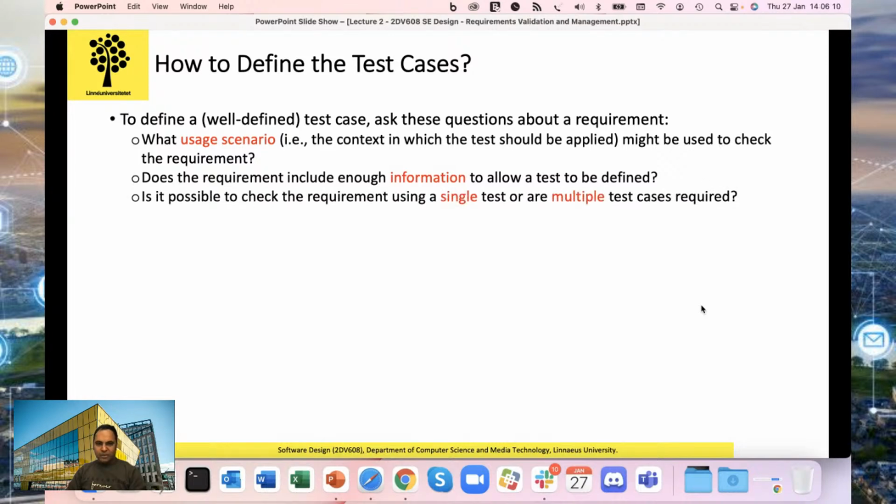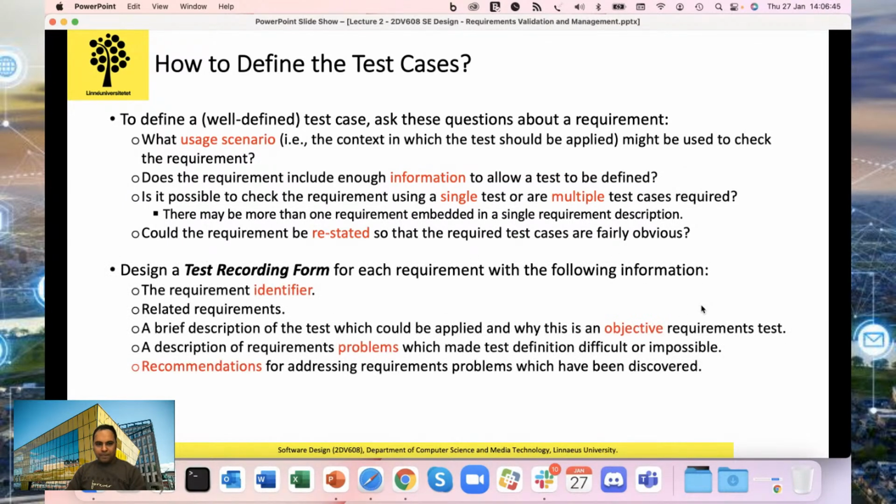You want to make sure that each requirement, in most cases, has only one test case, or only a single test. If your requirement should be tested by multiple test cases, that means your requirement can be broken down into smaller requirements. So it's a compound requirement. That's another way of validating your requirements also.